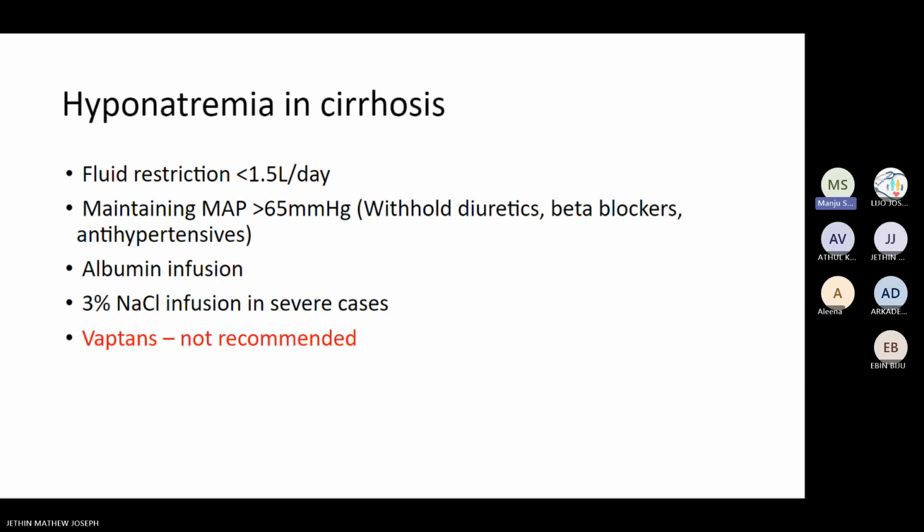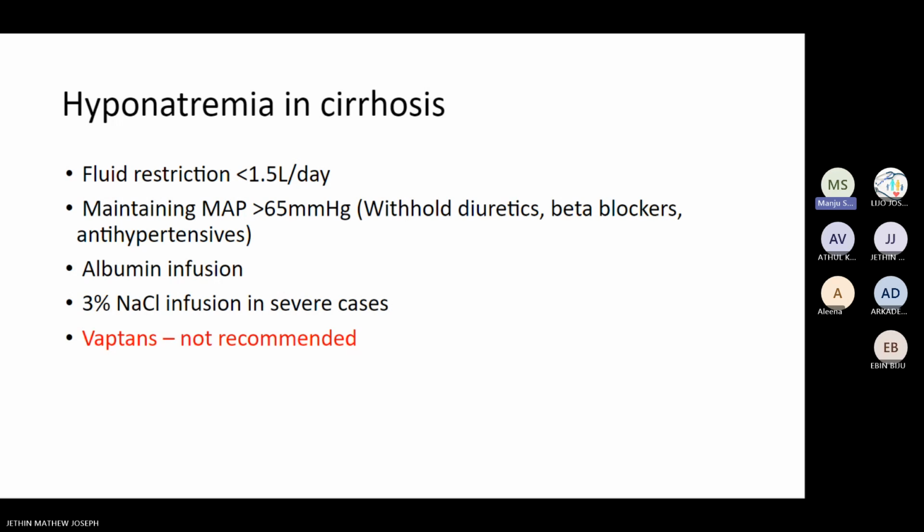Our aim is to maintain a mean arterial pressure at least above 65, as high as 80. So most of these decompensated cirrhosis patients will be on beta blockers for their portal hypertension. So if the patient is on any of that or on any antihypertensives, you want to withhold all that. You want to try to maintain a mean arterial pressure of at least 65. To assist with maintaining the BP, you want to consider infusion of albumin.